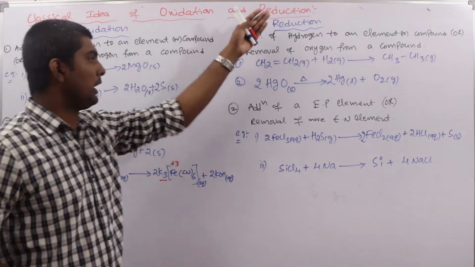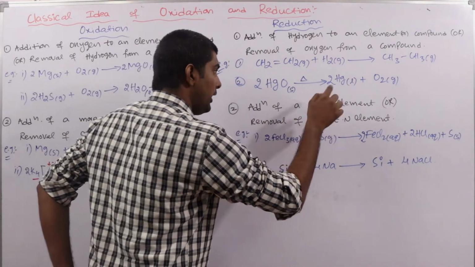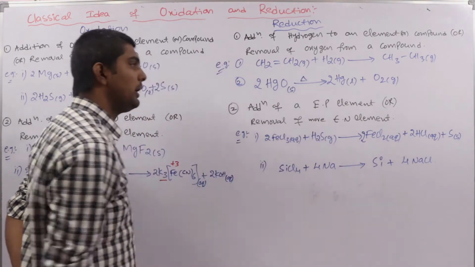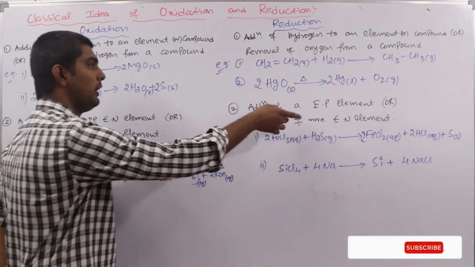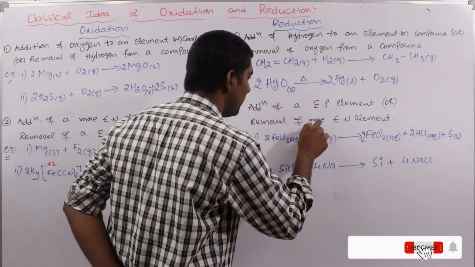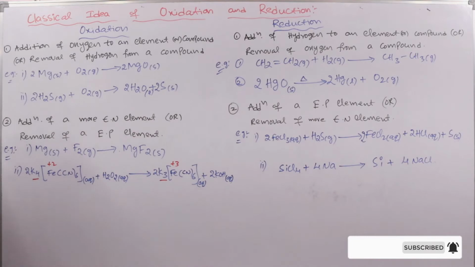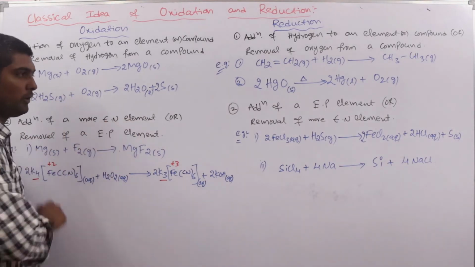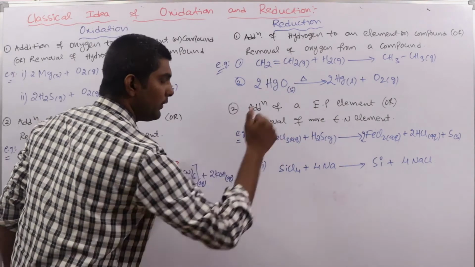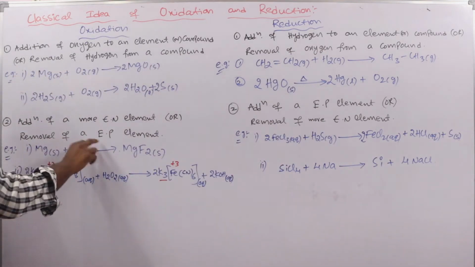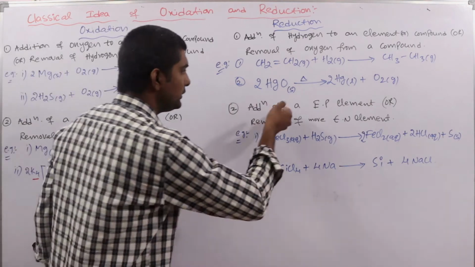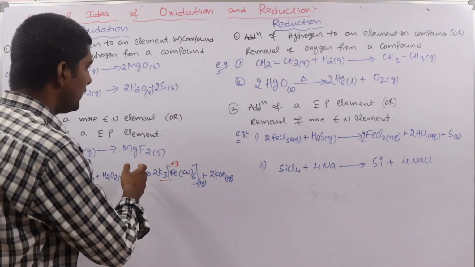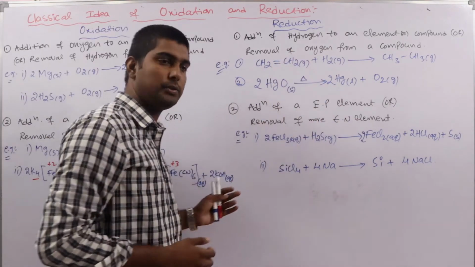Now reduction: addition of an electropositive element or removal of a more electronegative element. It is exactly the reverse of this one. Here addition of an electronegative element, here removal of an electronegative element. Removal of an electropositive element is oxidation, addition of an electropositive element is reduction. Simple. If you understand this one, this is exactly the reverse.